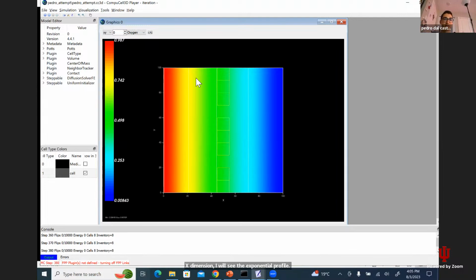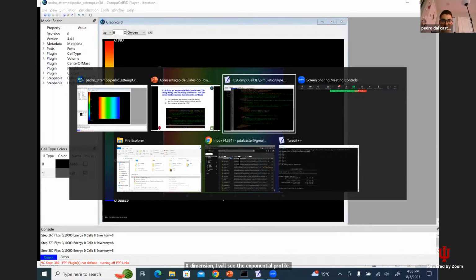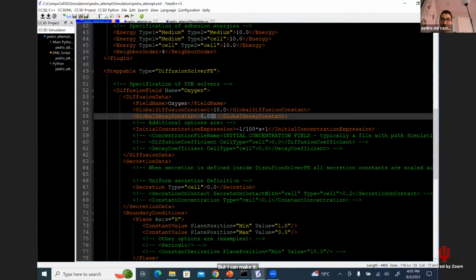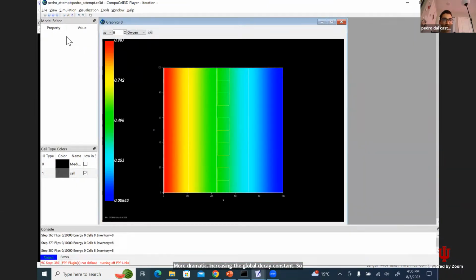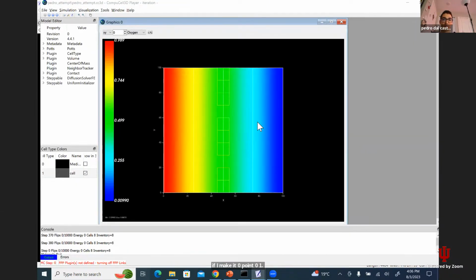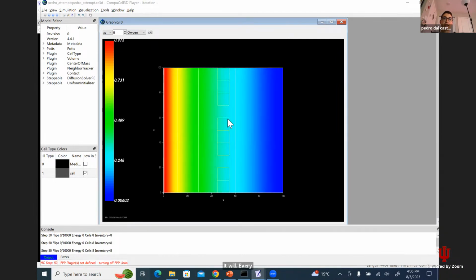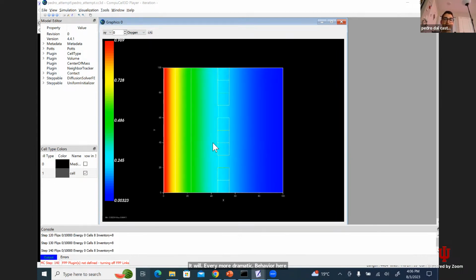But I can make it more dramatic, increasing the global decay constant. So if I make it 0.01, it will have a more dramatic behavior here. This is useful, for example, if you're studying chemotaxis: how the cell responds to a linear gradient is different from how the cell responds to an exponential gradient, and the exponential gradient is more easily found in nature rather than the linear.